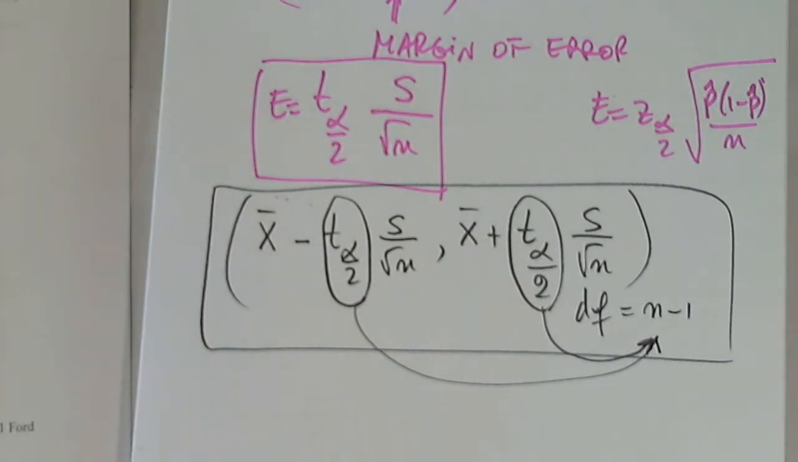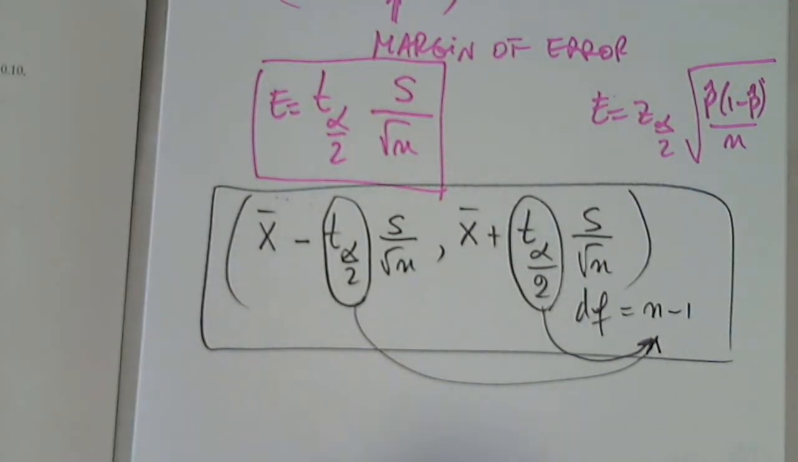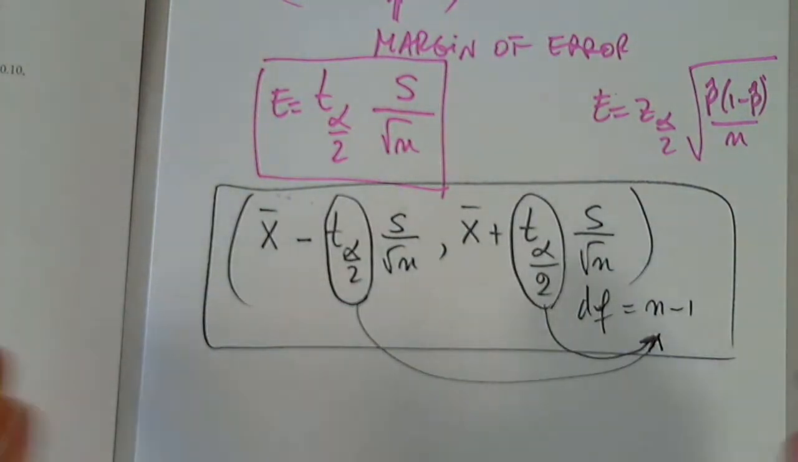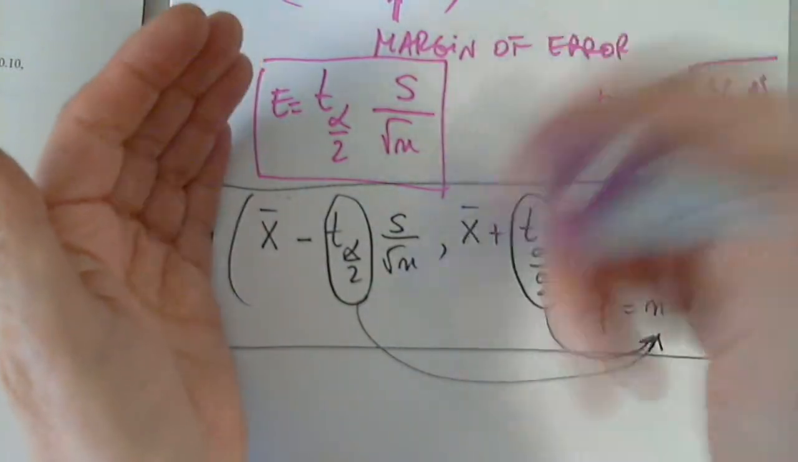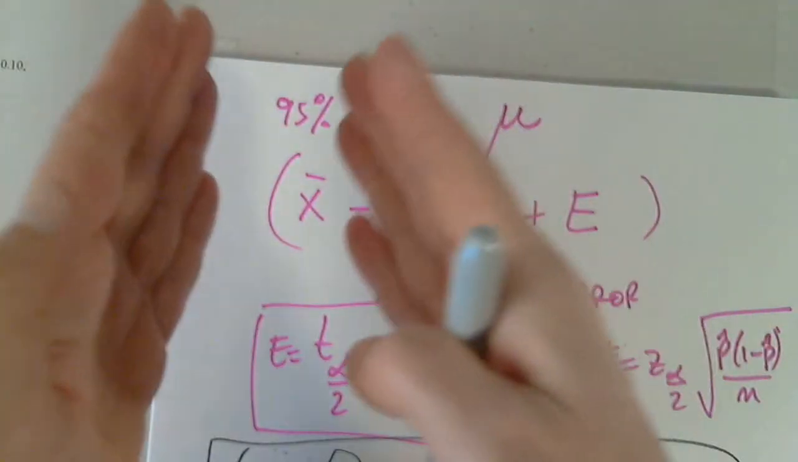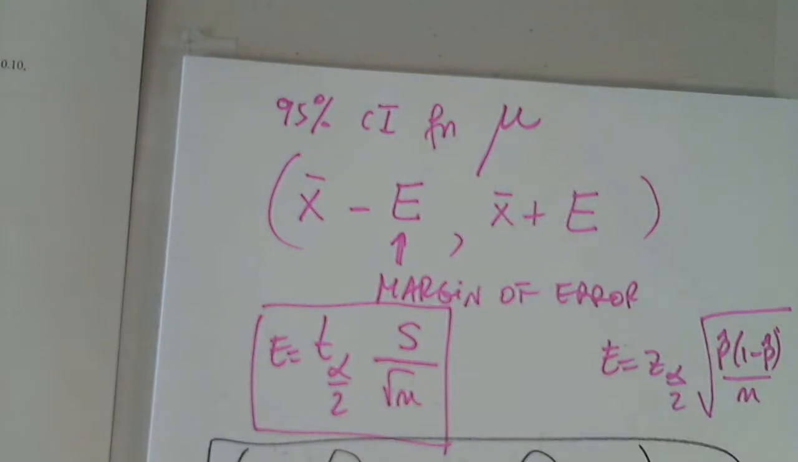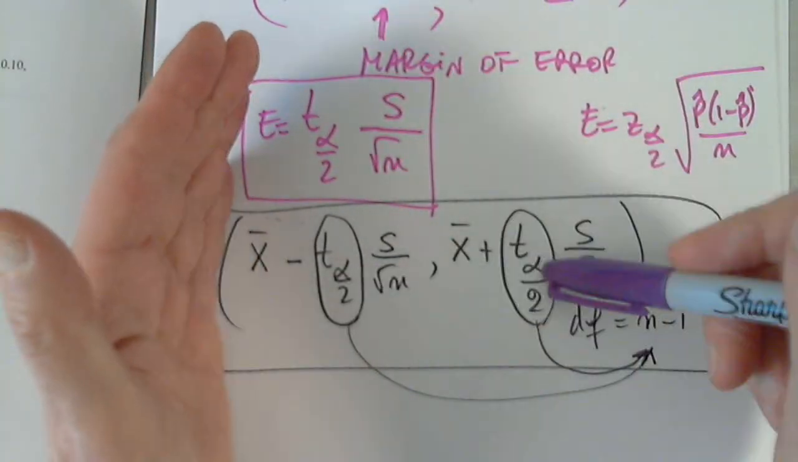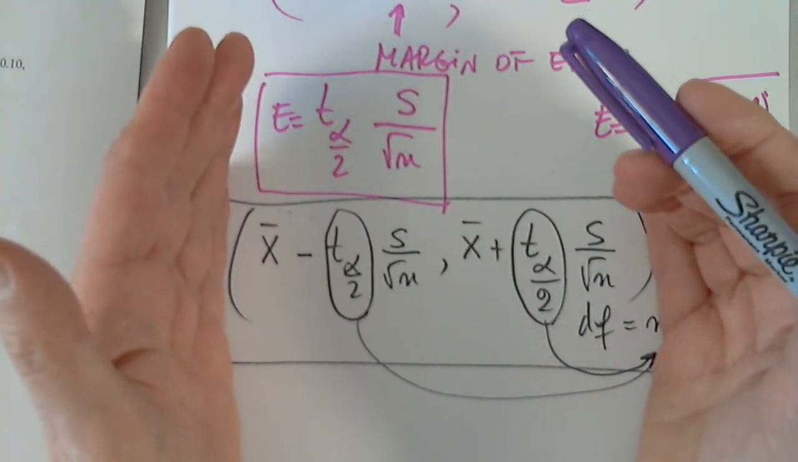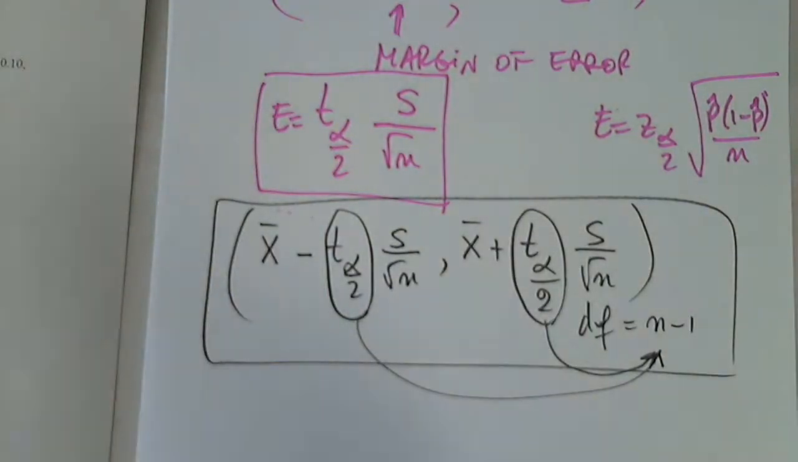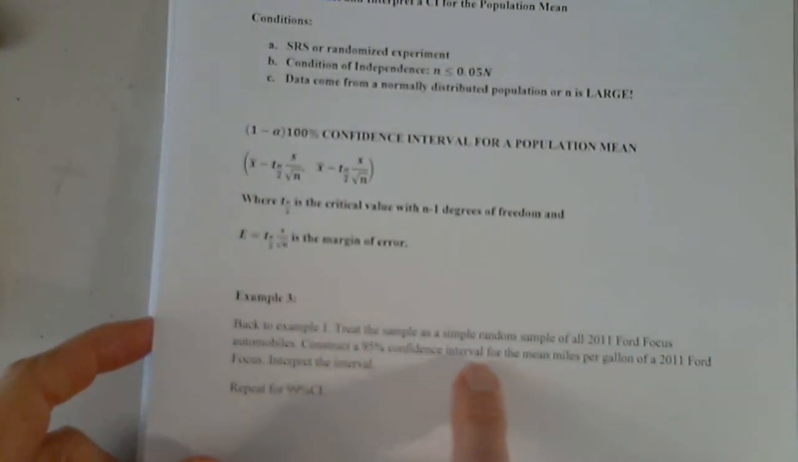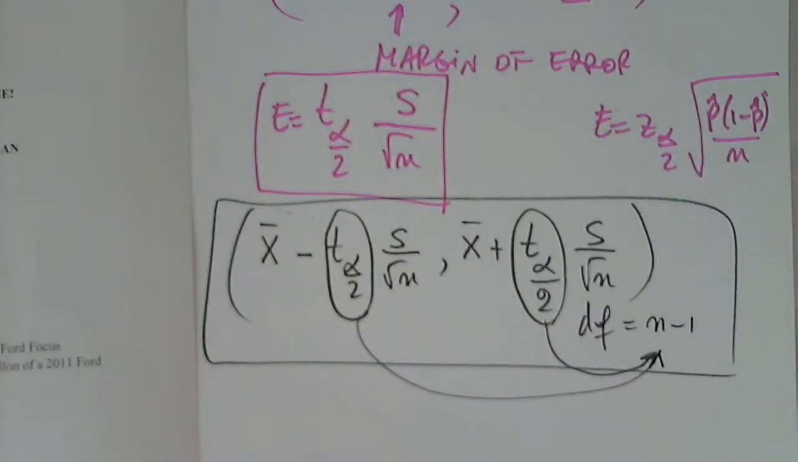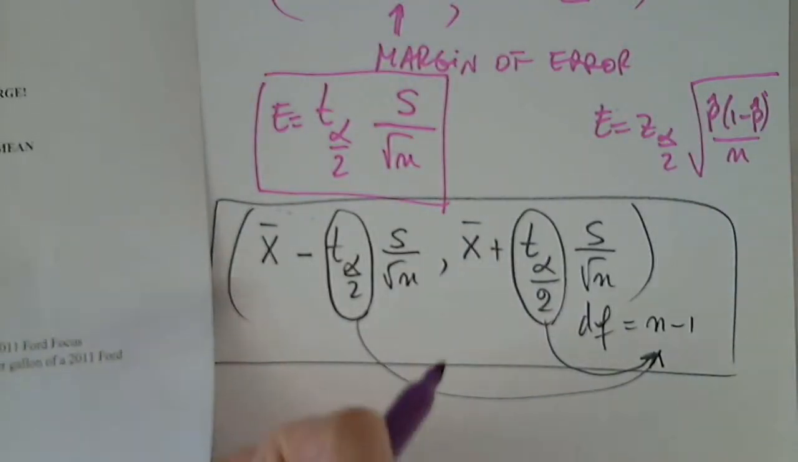So we're still trying to find an estimate. Like we just had with that example of 95%, 90%, whatever, meaning that we are 95% confident that if we repeat the experiment 100 times, 95 of those intervals will include the true population mean. Maybe more, but at least 95 will include it. So back to example 1. We are constructing a 95% confidence interval for the mean miles per gallon, and interpret the interval.